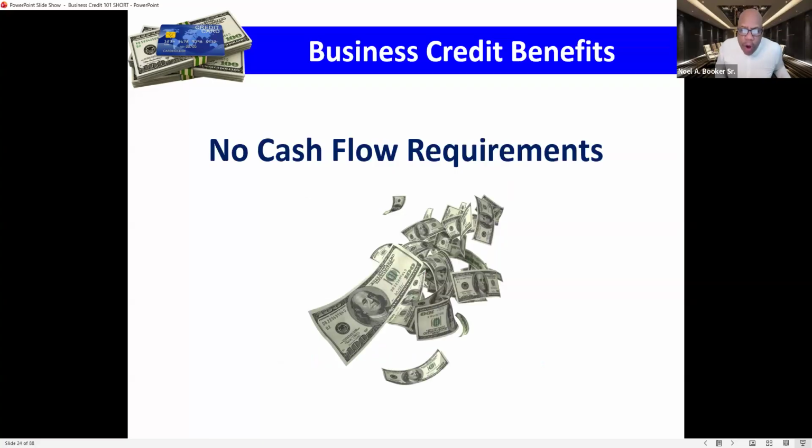No cash flow requirements. So, in order to build business credit, you don't need to have cash flow. But hold on. Let me back that up. Okay. You do need some cash flow, because in building business credit from scratch, you're building business credit from scratch, right?